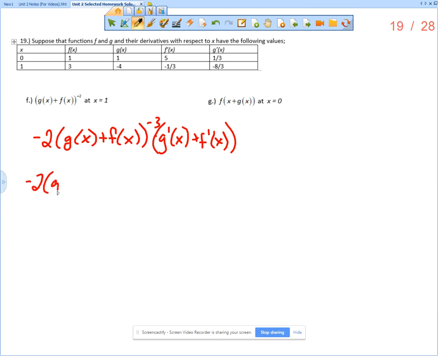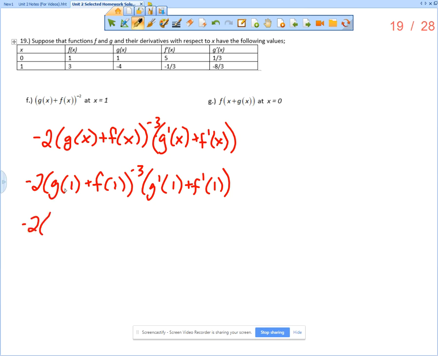So negative 2 times g of 1 plus f of 1, all to the negative third power, times g prime of 1 plus f prime of 1. So now we need to use the table. Negative 2. All right, g of 1. So g of 1 is negative 4 plus f of 1 is 3, to the negative third. Then times the sum g prime of 1. So g prime of 1 is negative 8 thirds plus f prime of 1 is negative 1 third.